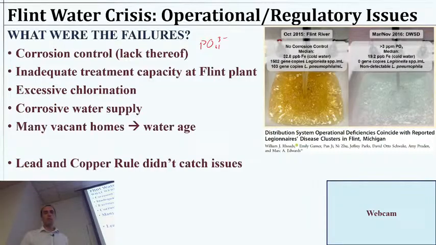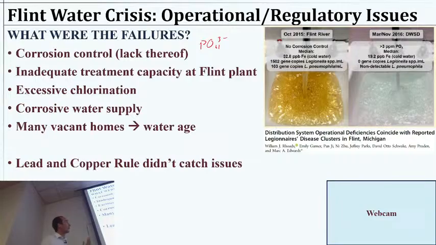So from one of these papers you see here in October 2015, this is tap water from the Flint River, no corrosion control. They're checking how much iron, how many gene copies of Legionella there are, and this other pneumonia bacteria. And then one year later, not even a full year later, with the Detroit Water and Sewerage Department water, here's what it looks like. Corrosion control in place, much better water. So a clear difference there.